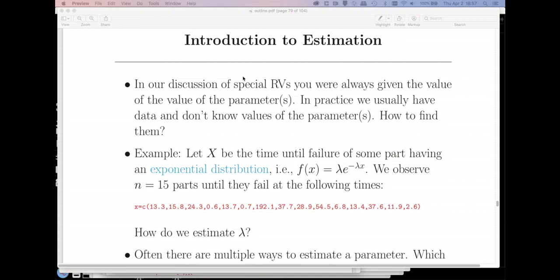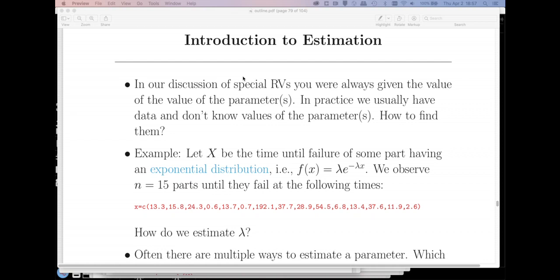In real life, we have a data set, and we can often infer what sort of distribution it is based on the type of problem it is. But that distribution has some set of unknown parameters, and we have to estimate them.